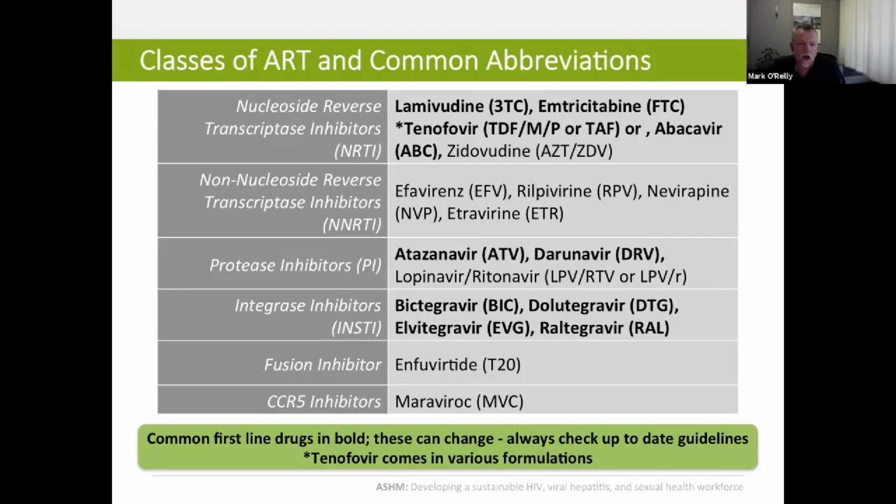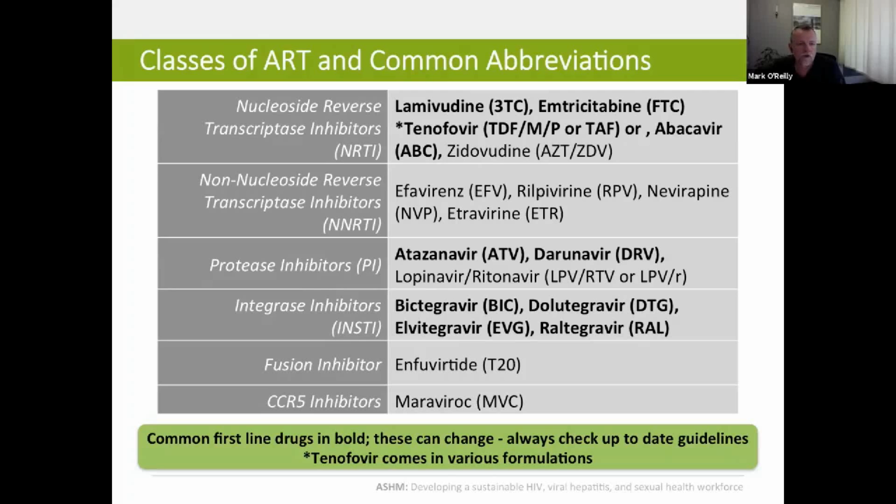There is a lower concentration of the active form of tenofovir in the blood, but a significantly greater amount of the active tenofovir gets its way into the CD4 cell. And I'll explain shortly why that's important. In terms of other NRTIs, abacavir and zidovudine are two others.